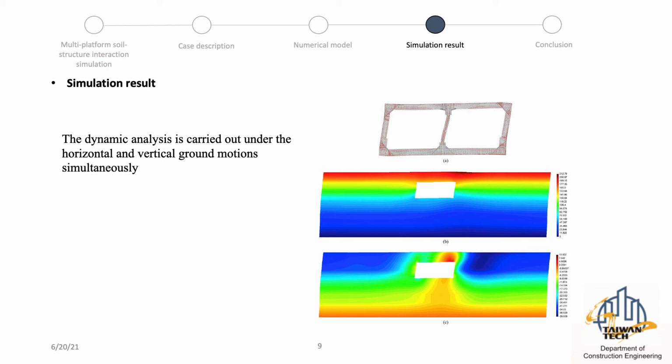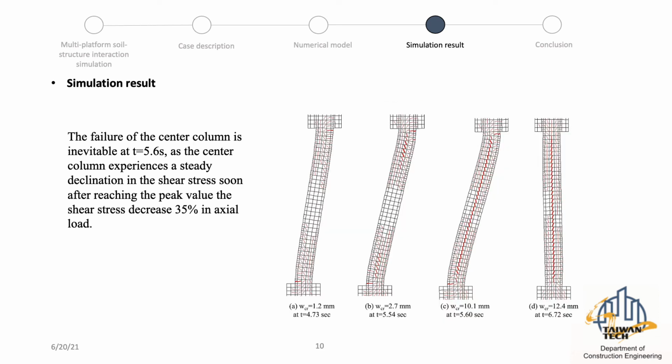As the figure shows, the structure and tunnel have a lot of deformation. It had already failed. And then the failure of the center columns happened at t equals 5.6 seconds, as the center column experienced a steady decline in shear stress. Soon after reaching the peak value, the shear stress decreased 35% in axial load.